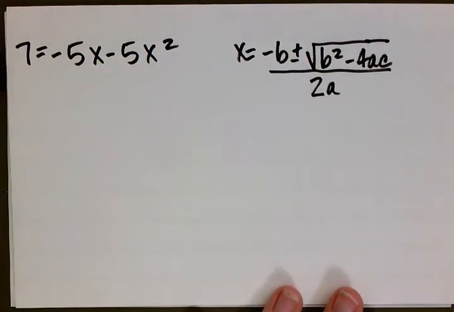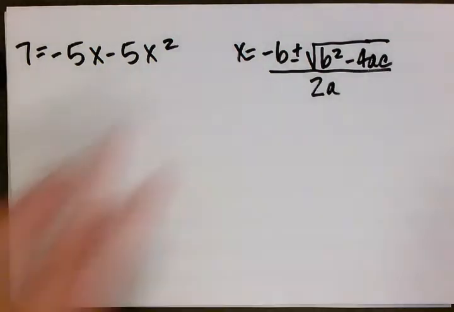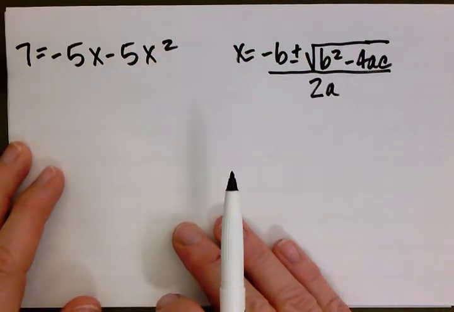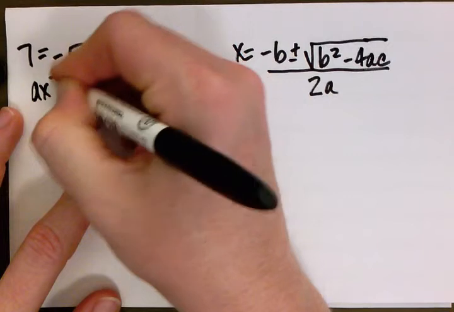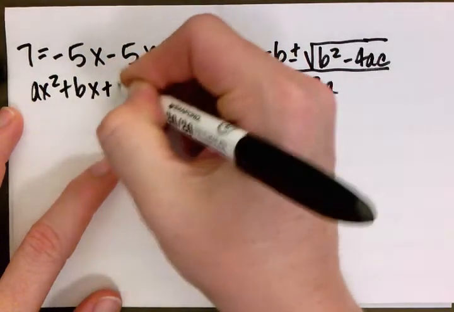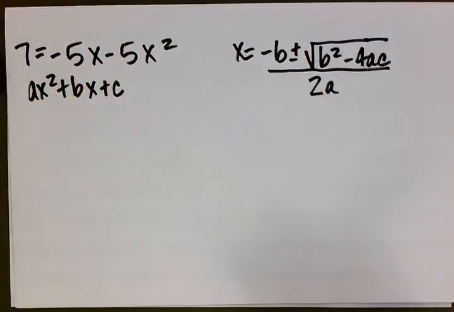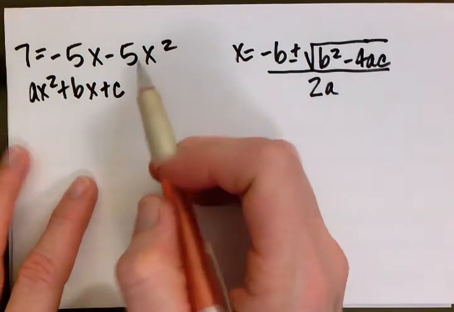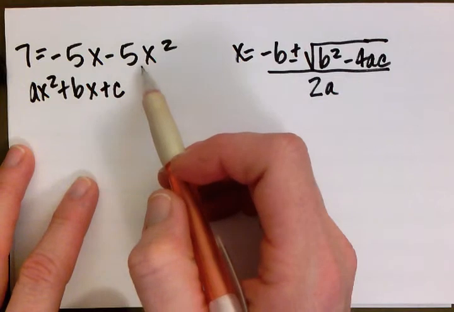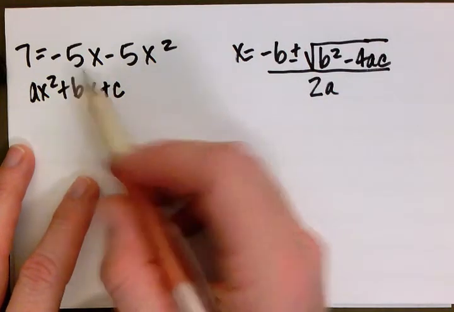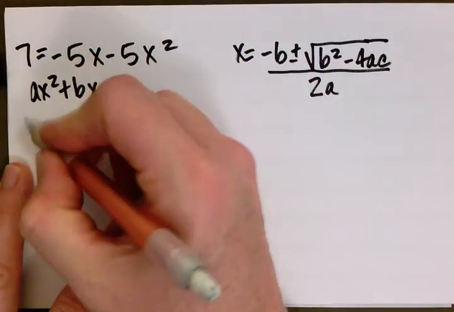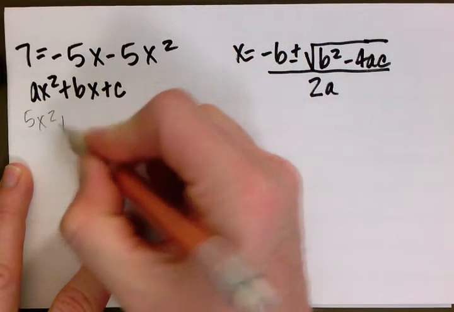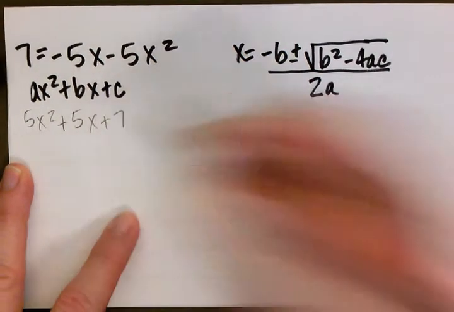So the first thing we want to do is get our question that was presented to us in standard form. Now standard form, remember, is ax squared plus bx plus c. So to get our equation in that form, we're going to add 5x squared and add 5x to both sides of the equation, and when we do, we are going to get the equation 5x squared plus 5x plus 7.